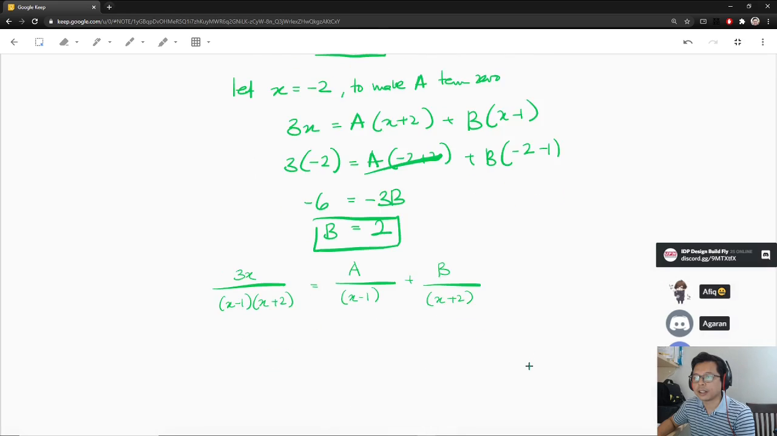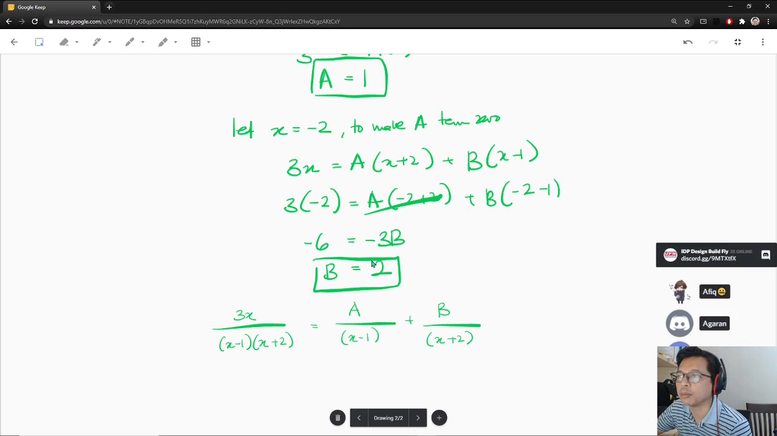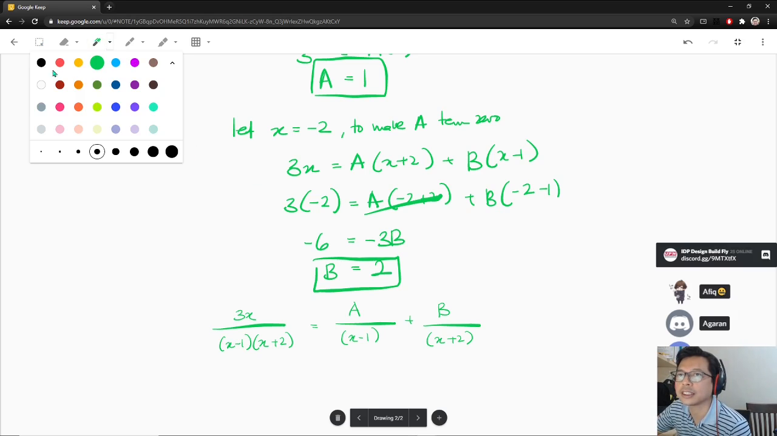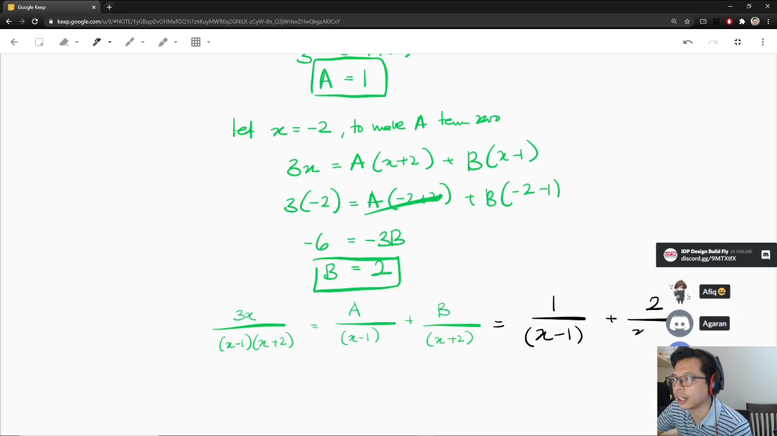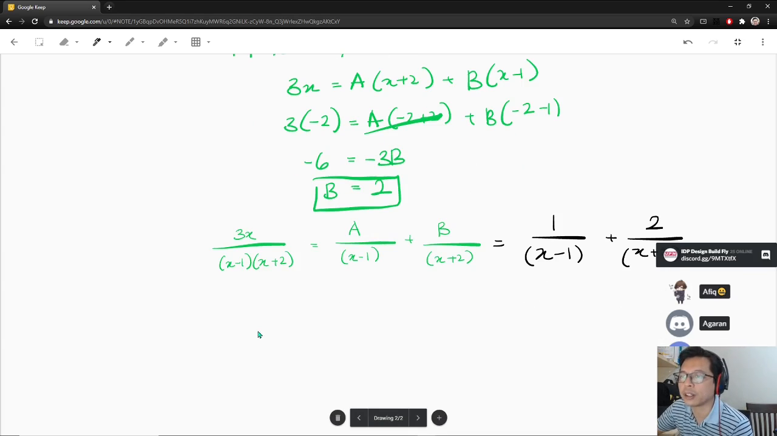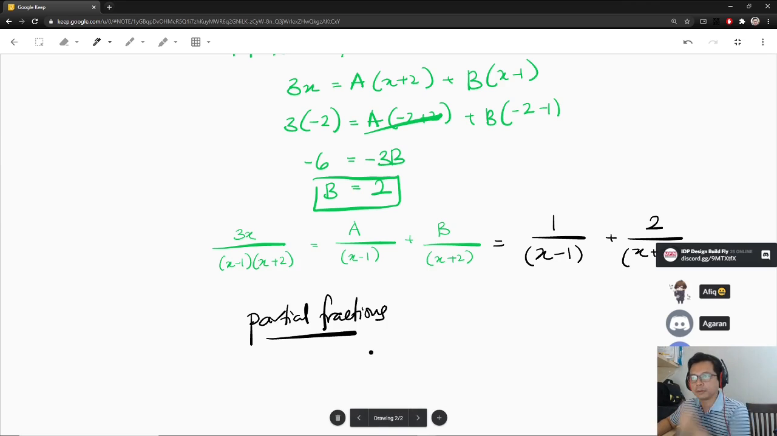So right now I know that a is 1 and b is 2. So I can write down the answer: 3x over (x minus 1)(x plus 2) is equivalent to 1 over x minus 1 plus 2 over x plus 2. And this is a practice we call finding partial fractions. It's going to be useful for you to know about this.